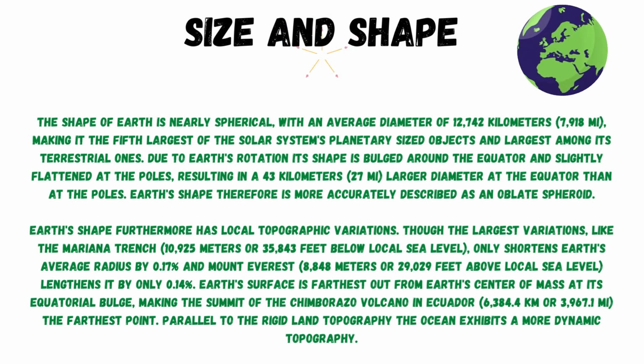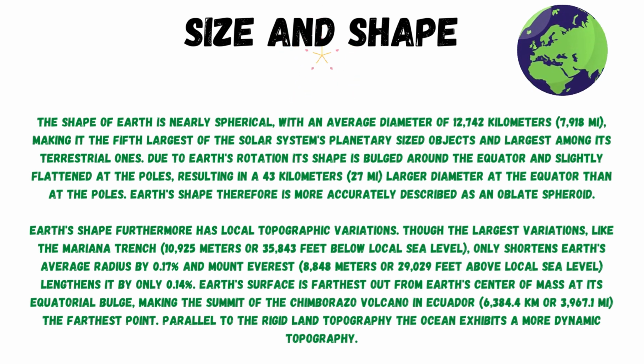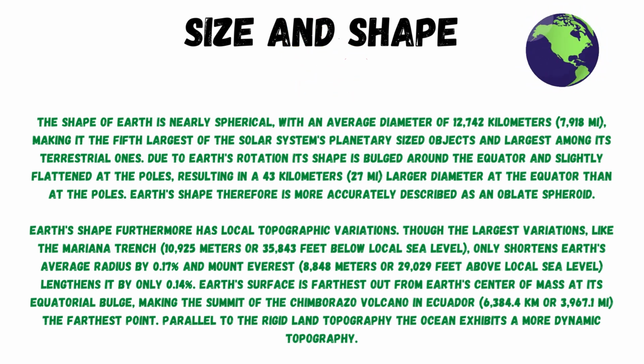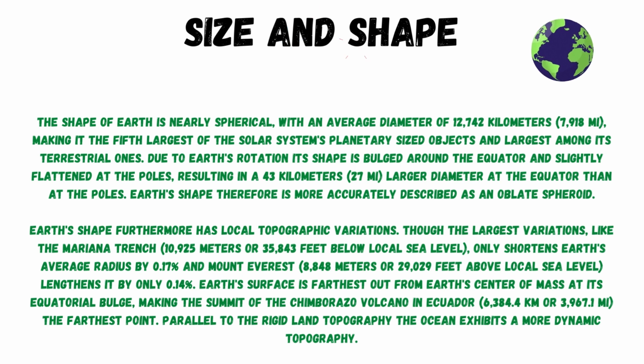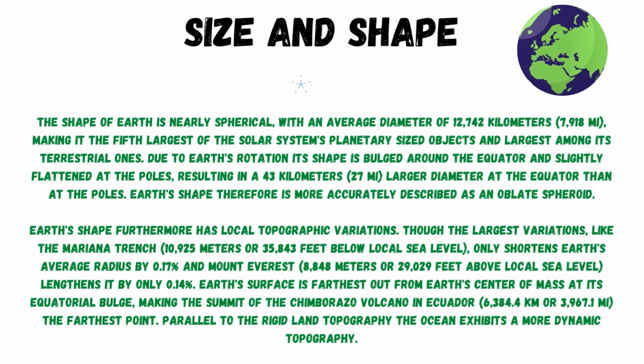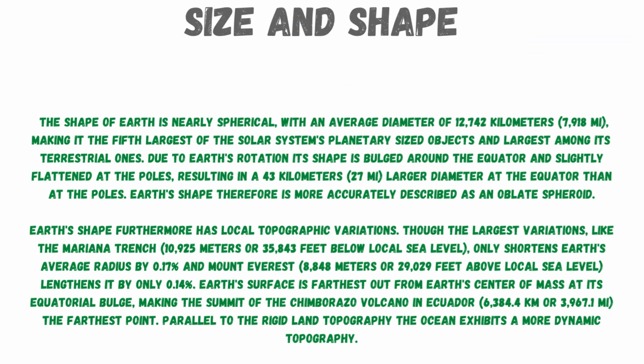Earth's surface is farthest out from Earth's center of mass at its equatorial bulge, making the summit of the Chimborazo volcano in Ecuador, 6,384.4 kilometers or 3,967.1 miles, the farthest point. Parallel to the rigid land topography, the ocean exhibits a more dynamic topography.